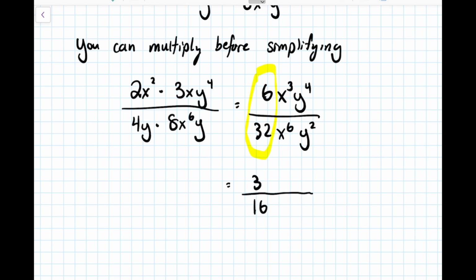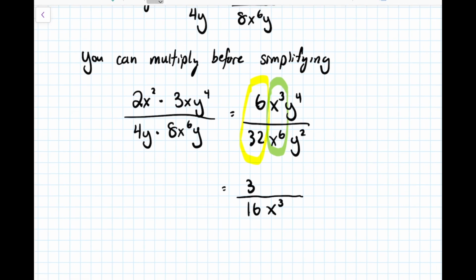For the x's, x cubed and x to the power of 6. So remember, I covered this in the last video on simplification. Just subtract the exponents. So 6 minus 3. And then you put whatever extra you have, which in this case is 3, wherever you had more. So we had more x's on the bottom, so those 3 x's are on the bottom. Same for the y's. 4 minus 2 gets us 2, and those 2 y's are going to be up top.